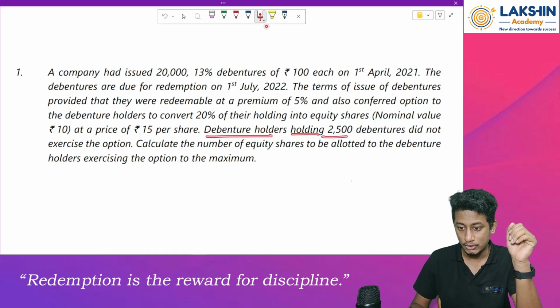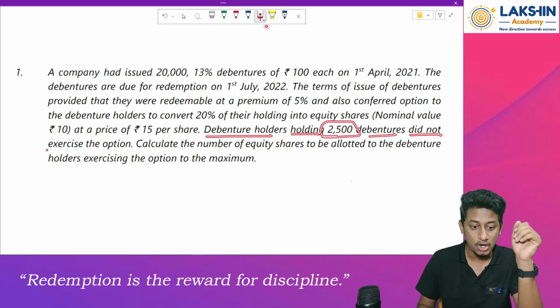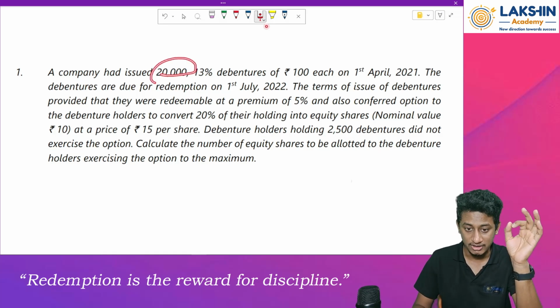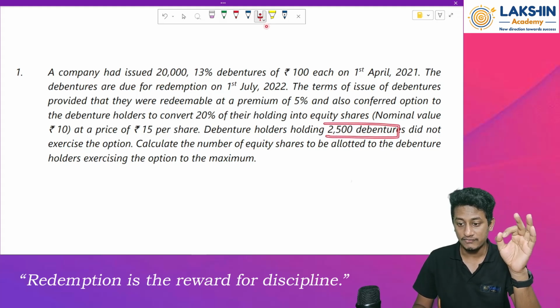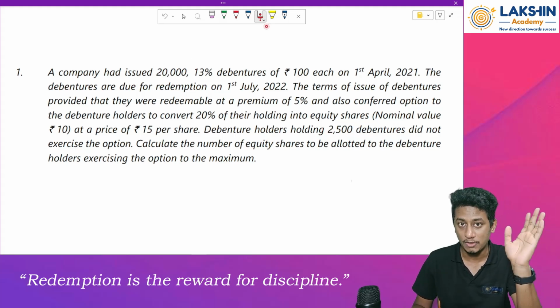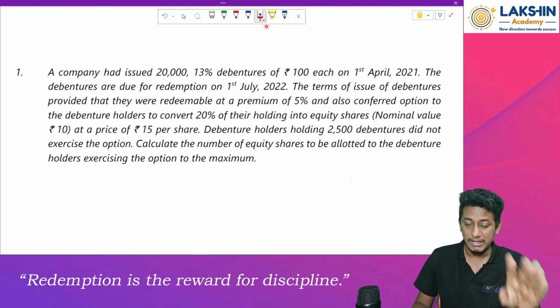Debenture holders holding 2,500 debentures did not exercise the option. So that means out of 20,000 debentures, 2,500 debenture holders did not exercise the option. So that means the remaining people did.